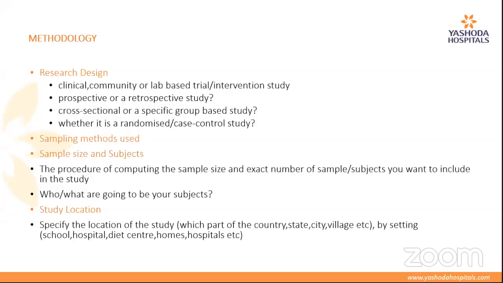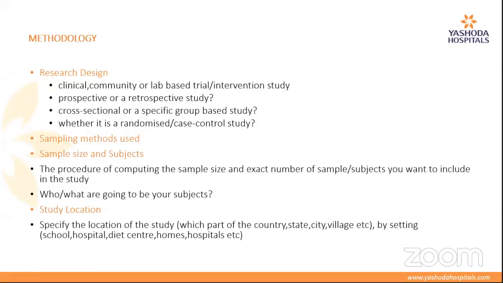Then we have to decide about the sampling methods that we have to use for this study. The sample size can be calculated by the procedure of computing it. And we have to decide who or what are going to be our subjects. The study location has to be clarified: at what location we are doing it, the country, state, city, village, and in which setting, whether it is a hospital setting or a non-hospital setting.